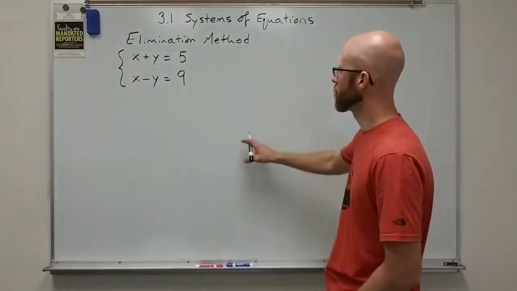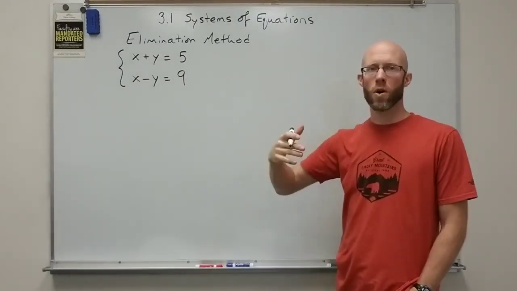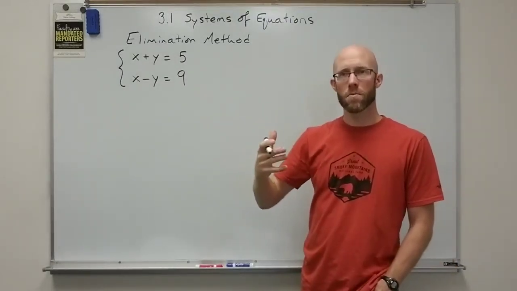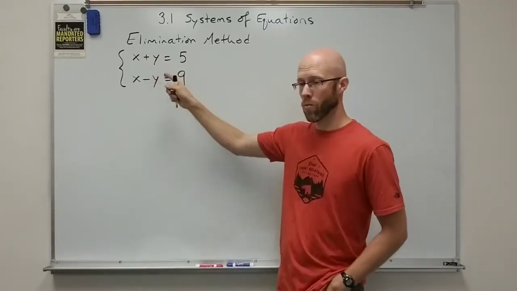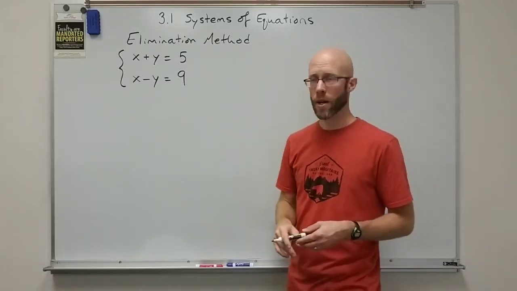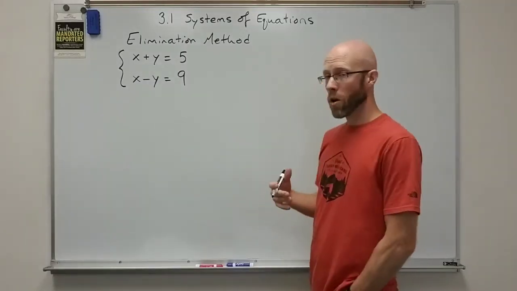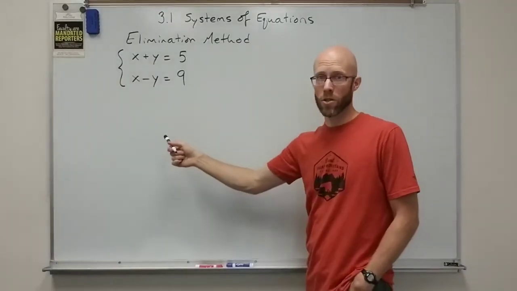Okay, so with the elimination method, the idea, again, just like in the substitution method, is that you want to get the system down to one variable rather than two. So instead of having both x and y, you really want to have either x or y, okay? One way to do this is to add the two equations together.